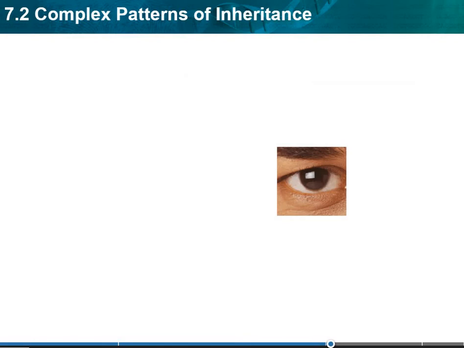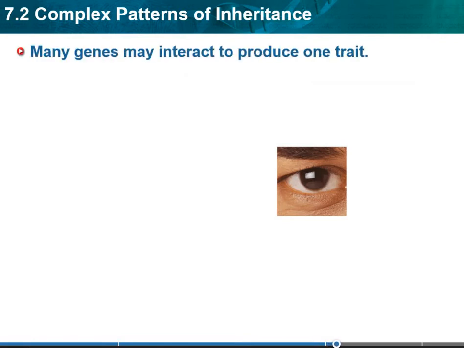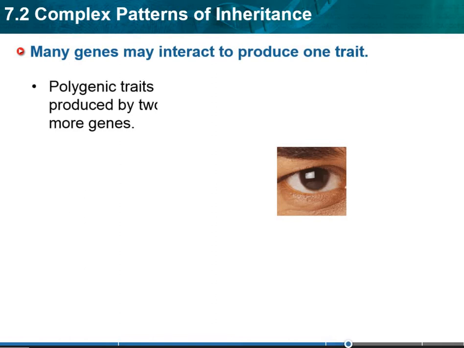So many genes may interact to produce one trait. We call this polygenic. Polygenic traits are produced by two or more genes. An example is eye color for individuals. You've got at the bottom there the three genes, the BEY1, BEY2, and the GEY one, and any combination of those is going to give you different colored eyes for the individual. Skin color and height are other examples of polygenic traits.